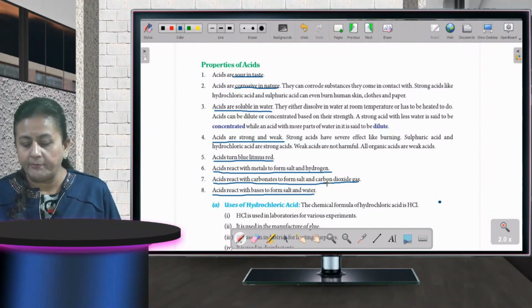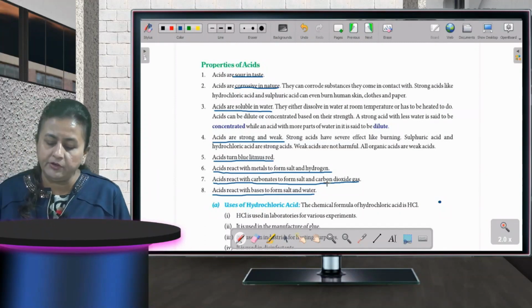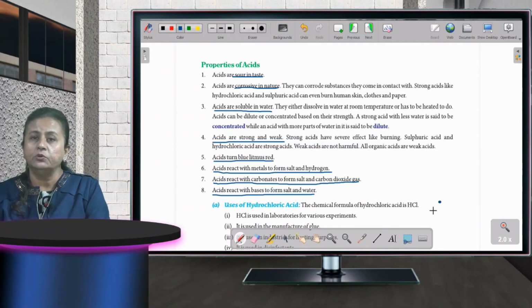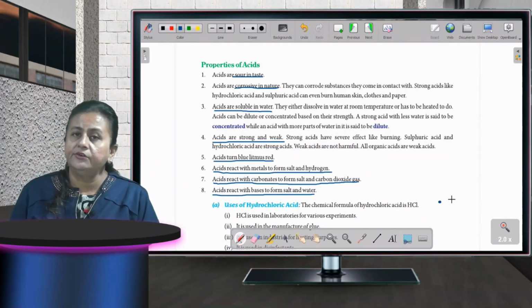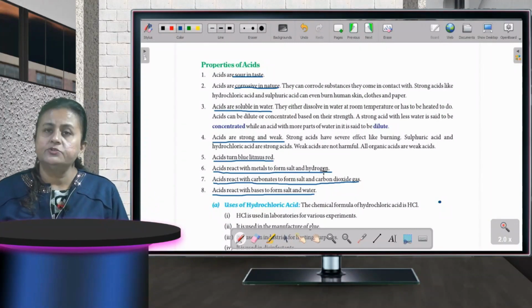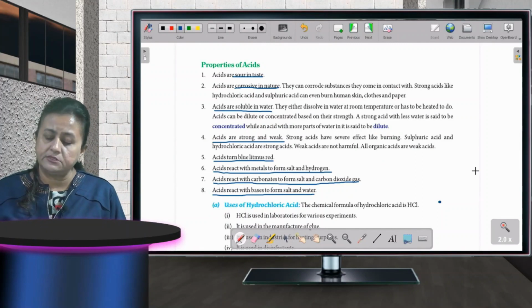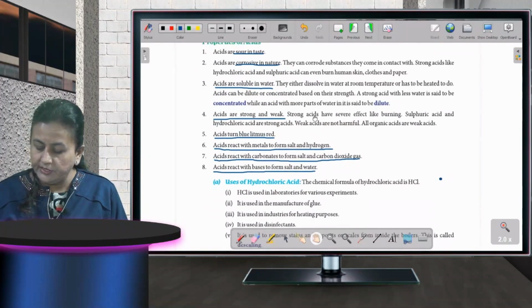Just a quick recap of them again. They are sour in taste, they are corrosive in nature, they are soluble in water, they are strong and weak, and acid turns blue litmus into red color. Acid reacts with metals to form salt and hydrogen. Acid reacts with carbonates to form salts and carbon dioxide gas, and acid reacts with bases to give salt and water. Okay, there are different acids which we are going to talk about now.